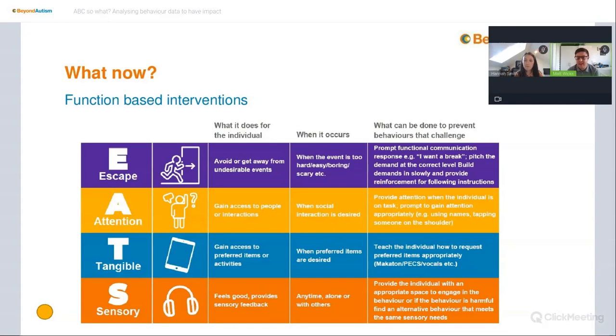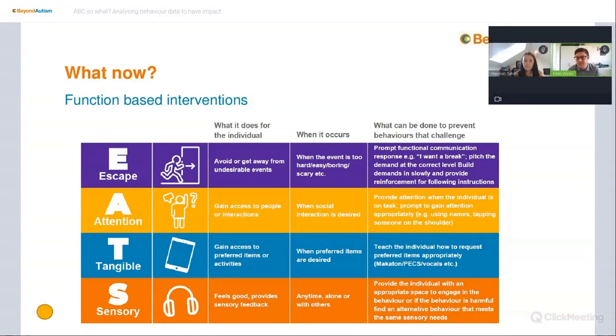So if we look at the first one, escape, what can we do then to prevent escape behaviors occurring? We want to think back to behavior as communication. Can we teach the young person to be able to ask appropriately to leave a situation, to ask for a break? We also want to think about the demands that we're placing. Are the demands being pitched at the wrong level? If we're asking someone to do something that's too tricky, do we bring it back down to a level that's easier? Maybe some pre-skills teaching before moving on to the more difficult stuff. Also, we can look at reinforcement within the teaching and making sure that's all happening as well.